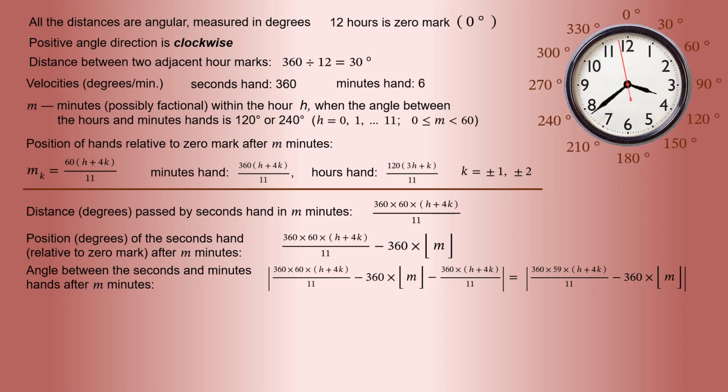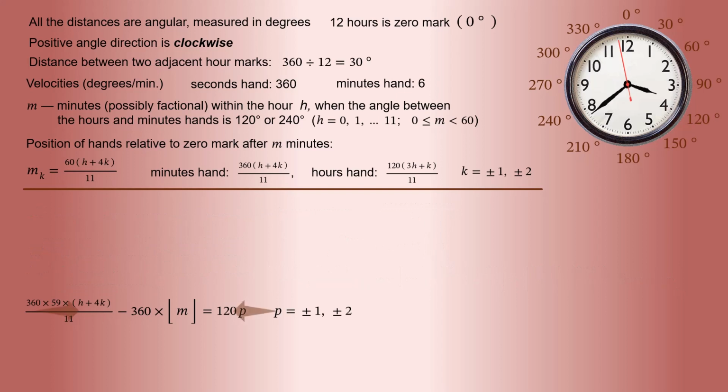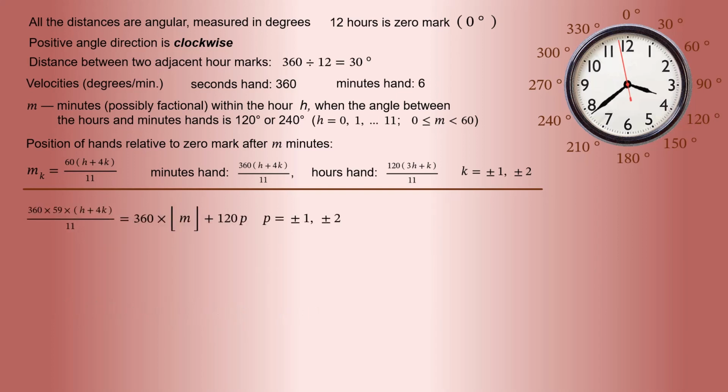This time we write the expression under the absolute value as 120p, where p is plus or minus 1 or minus 2. Let's erase few lines again and move the second term of the equation to the right hand side. Since the right hand side is an integer, so must be the left hand side. Let's find out how it can be.